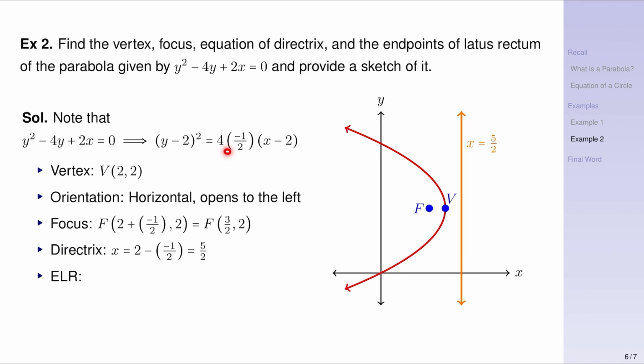For the latus rectum, same strategy as earlier. We have this p, we compute for 4p. Computing for that one, that would be 2. So you expect that from the focus, this must be length 1 and this must be length 1. Since the focus is given by this and we are changing the y coordinates, we just add 1 and subtract 1 to 2 on the y coordinate to obtain the points (3/2, 3) and (3/2, 1). This is the answer for this problem.